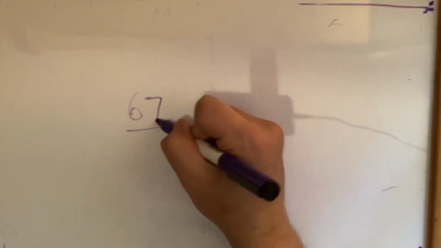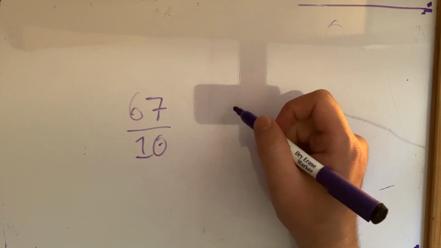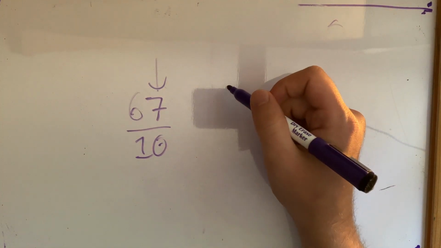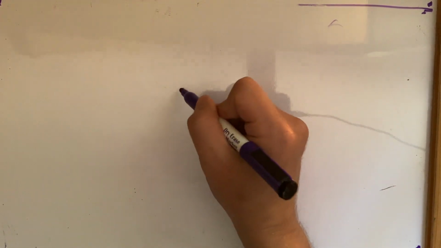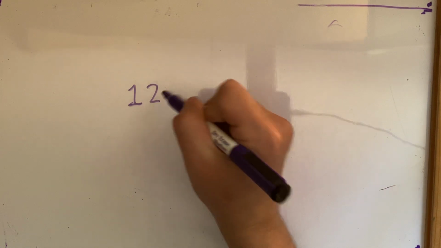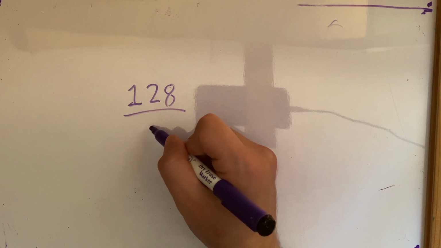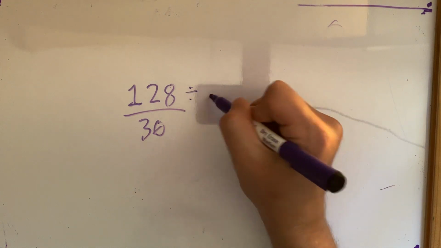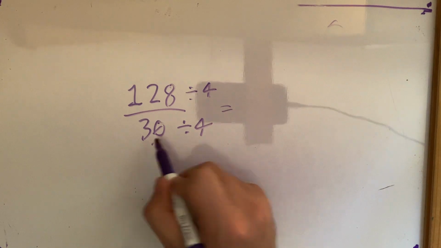Also, division becomes easier. Let's just come up with a fraction. Like 67 over 12. Okay, we know right off the bat that this is simplified. Okay. Let's try another one. 128 over 30. I know right off the bat that this is divisible by 4 and that this is divisible by 4. So I know that that's not divisible by 8.